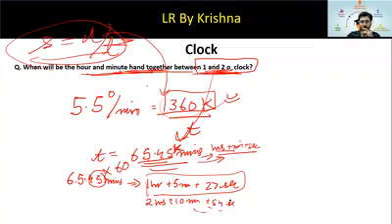Next, and so on. Is this question clear to you? Is anyone having any doubt in this question? Any doubt, anyone? If this is clear, then the entire clocks chapter will be clear.